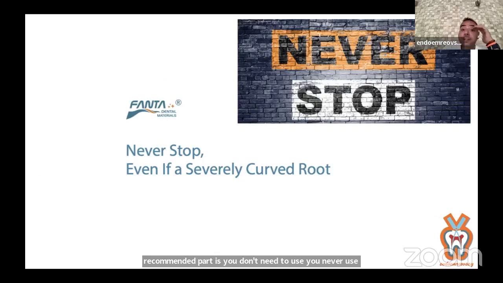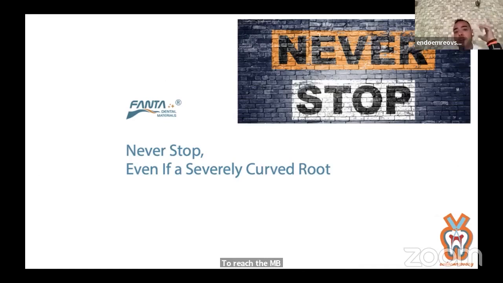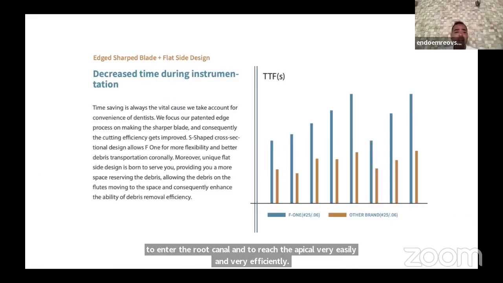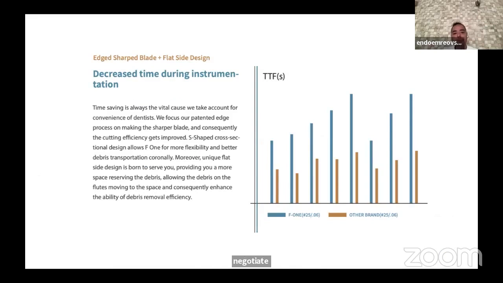And even if there's a curved root canal, your file never stops. It can pass the curvature and go to the apical, so it can always open your path to reach the apical. And in some cases, I don't use my hand file to reach the MB2. I just put the number 13 with 3 taper to enter the root canal and reach the apical very easily and very efficiently. So you don't have to negotiate with the calcification. You just need to put your file and move to the apical part.